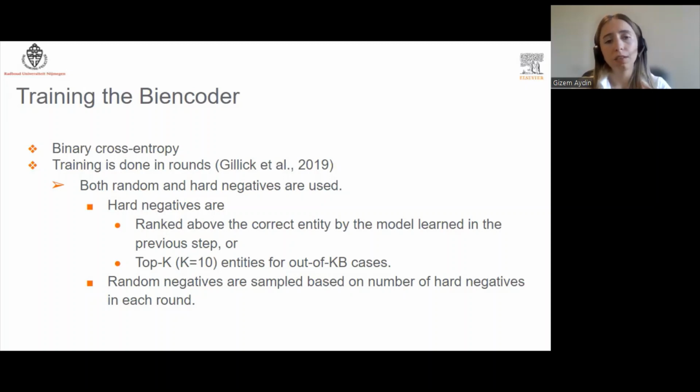We observe that with in-batch random negatives, the same subset of entities appear repeatedly, and that's why, instead, we sample the random negatives from the knowledge base. In each round, we sample random negatives proportional to the total number of hard negatives. This way, we form a balance between hard and random negatives while giving more hard negatives to the mentions that need it.